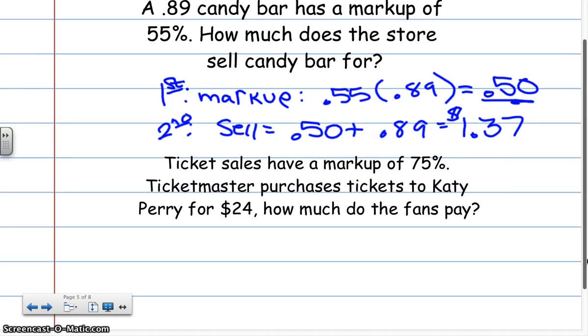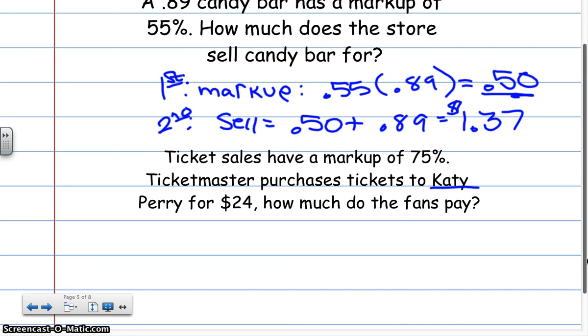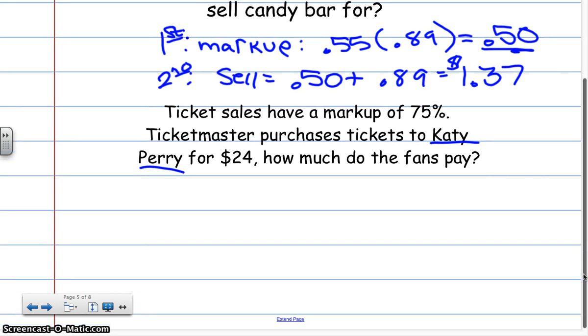Hey, guess who's coming to town? Santa. Also known as Katy Perry. Okay, let's figure out what Ticketmaster is making off us.